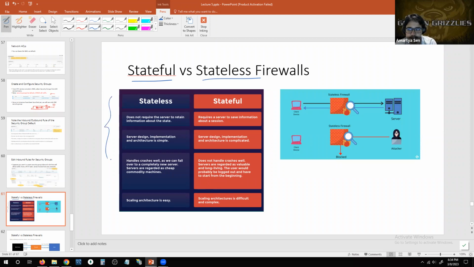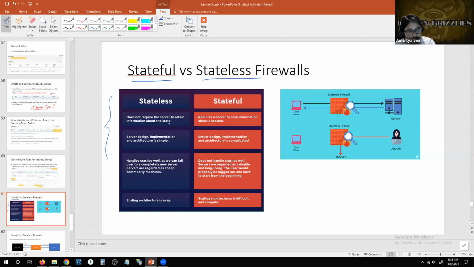So you can read through this table, which talks about the distinct differences between stateless and stateful firewalls. But essentially, to boil it down to the core idea of these two concepts, a stateless firewall is going to check both inbound and outbound traffic, whereas with a stateful firewall, if the inbound is allowed, then the outbound is also allowed, right? So that is basically the core functional difference between them.